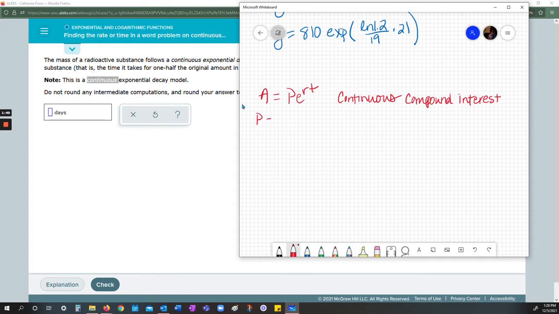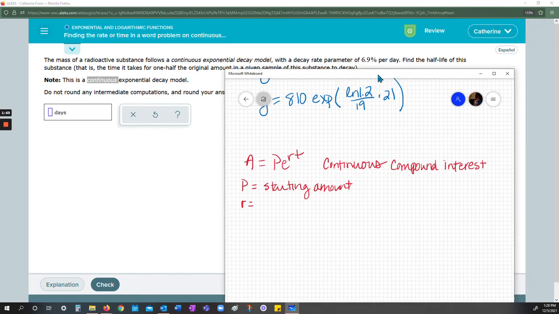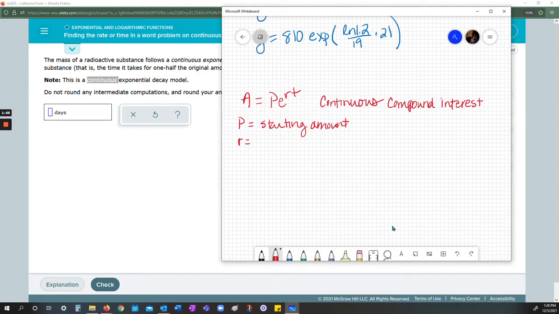And so the P is always going to be your starting amount, and the r is your rate of growth or decay. They call it the decay rate parameter. They're going to give that to you as some kind of a percent, or if that's what you're supposed to find, then you'll have to type it in as a percentage. So this is whatever that percentage is, but of course you want to use it as a decimal.